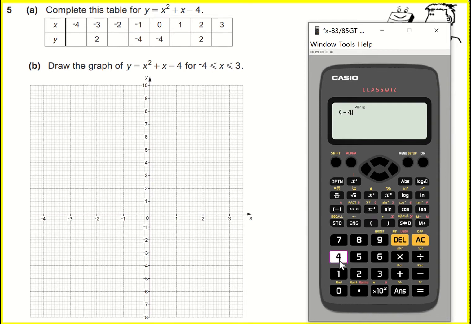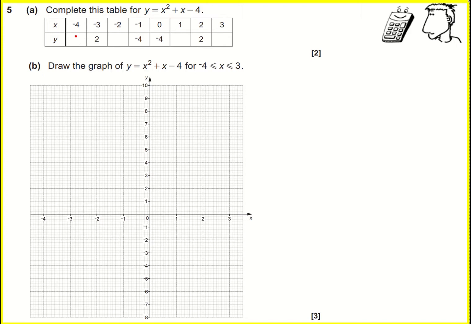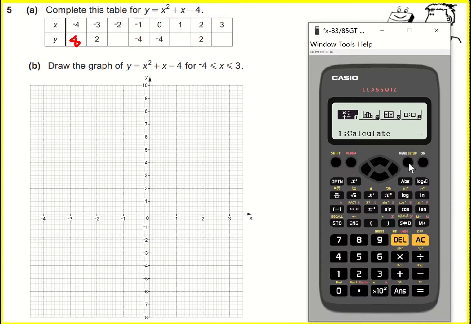If you have minus 4, then you need to square all of minus 4. You have to put it in a bracket because that will give you 16. So minus 4 squared plus minus 4 minus 4. Actually, that's going to give me 8 as my answer, so I know I can put in 8 here. But let's use the table function for the rest because it's just much quicker.